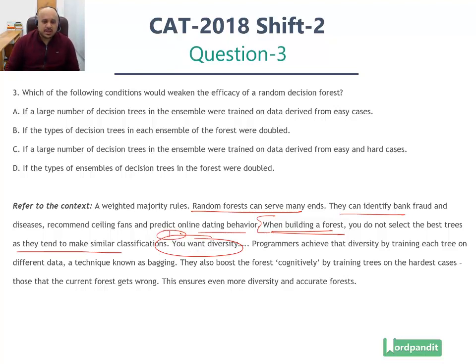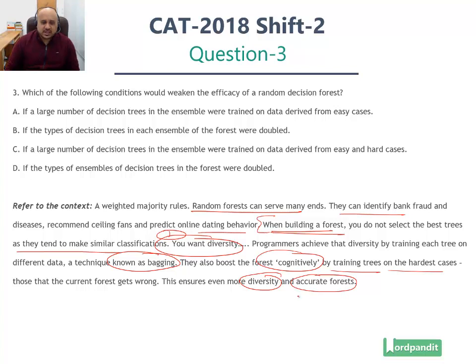Thing number one. Programmers achieve the diversity by training each tree on different data, a technique known as bagging. They boost the forest cognitively, so they boost the thinking power of the forest by training trees on the hardest cases, those that the current forest gets wrong. This ensures even more diversity and accurate forests.